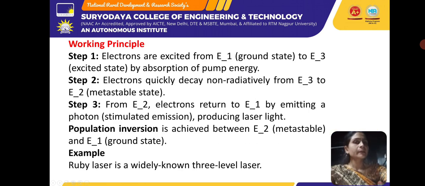Then the working principle: here electrons are excited from the ground state to the excited state by absorption of pump energy. Then electrons quickly decay non-radiatively from E3 to E2, and in step 3 from E2 the electron returns to E1 by emitting a photon, producing laser light. So here population inversion is achieved between the E2 and E1 states. Example: ruby laser is a widely known three level laser.